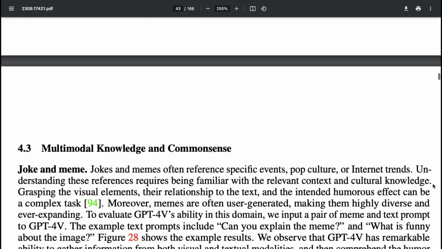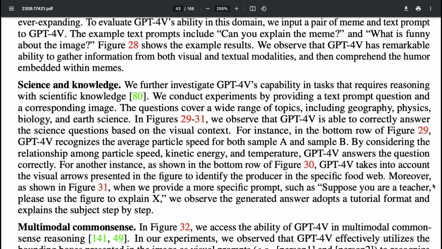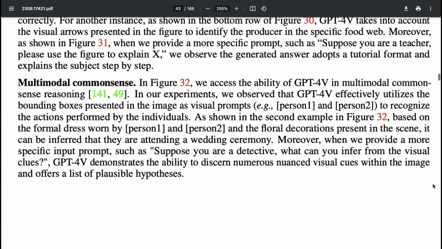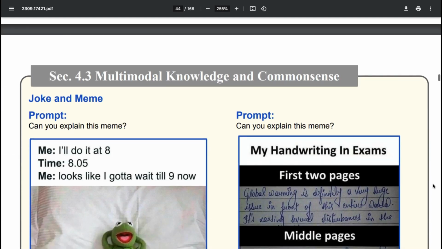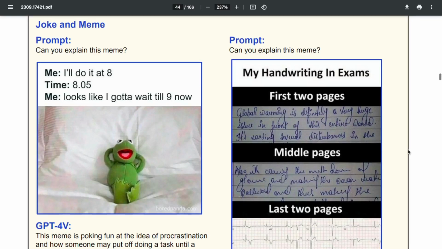The next example we'll look at are multimodal, knowledge, and common sense. So here we have joke and meme, science and knowledge, multimodal, common sense. Let's go straight into the examples. Let's see if GPT-4V understands jokes and memes. Can you explain this meme?